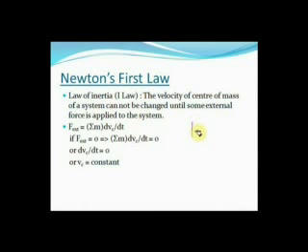Suppose there is a block A, which is our system, and the velocity of the center of mass of block A is VA. So the block A is moving with velocity VA. According to Newton's first law, to change this velocity, there must be some external force acting on block A. This is our F external. So if F external is 0, the block A will continue to move with velocity VA.